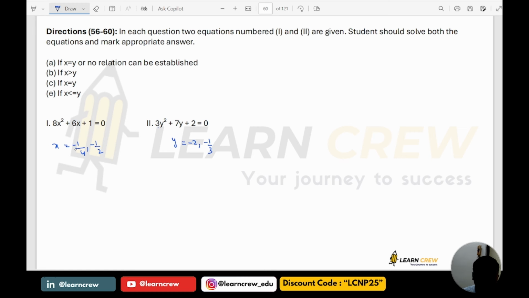So minus 1 by 4 is greater than minus 2. Minus 1 by 2 is also greater than minus 2. But here, if you see minus 1 by 4 and minus 1 by 3, and minus 1 by 3 and minus 1 by 2. So here there is no relation, because in one case it is greater, in the other case it is lesser. So no relation can be established. So option A is correct.